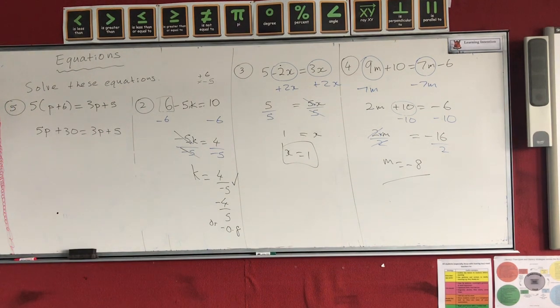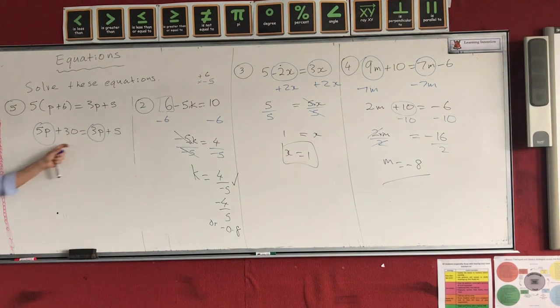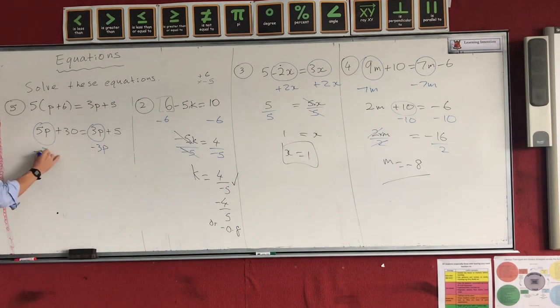Now, just like the previous 2 examples, you now have pronumeral terms on both sides of the equation. You want to eliminate one of those terms first. Choose the one which will give you a positive result. See if you can figure out which one. Which one will you do? I'm going to choose this one. So minus 3p, minus 3p.